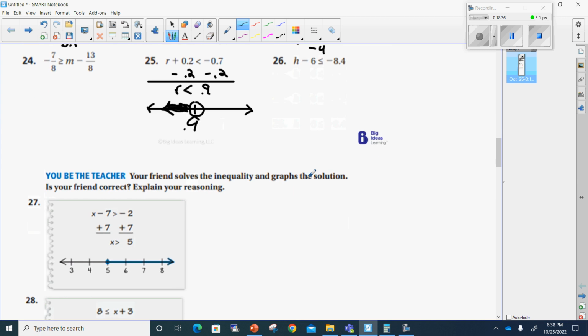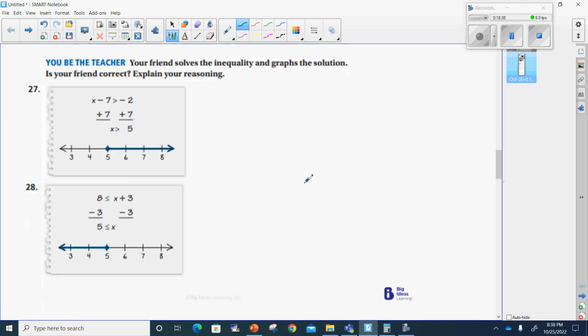All right, let's go ahead and do number 27. Your friend solves the inequality and graphs the solution. Is your friend correct? Explain the reasoning. Well, he says to get rid of a negative 7, I'm going to have to add 7. That's true. If I add 7 to one side, he says that I'm going to add it to the other. That's true. It says here that I've got negative 2 plus 7, and that's the same as 7 minus 2. That equals 5. That's also correct.